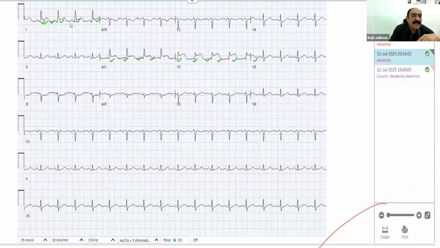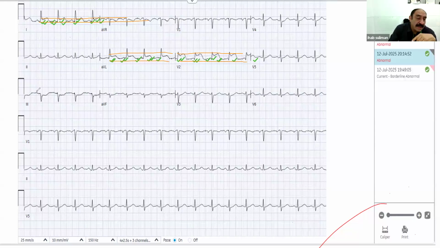So this patient had a repeat ECG while he was having ischemic type of chest pain, and it showed clearly that he has got an ST elevation in lead 1. You can see it here, and you can see it in AVL, and you can see it in V2. So this patient has an ST elevation in lead 1 and in lead AVL and in V2.